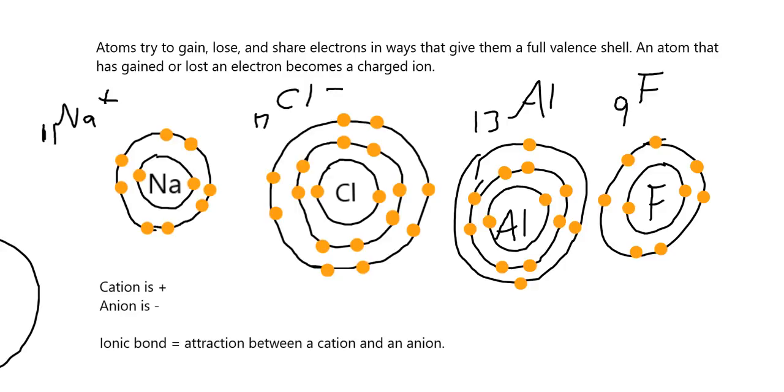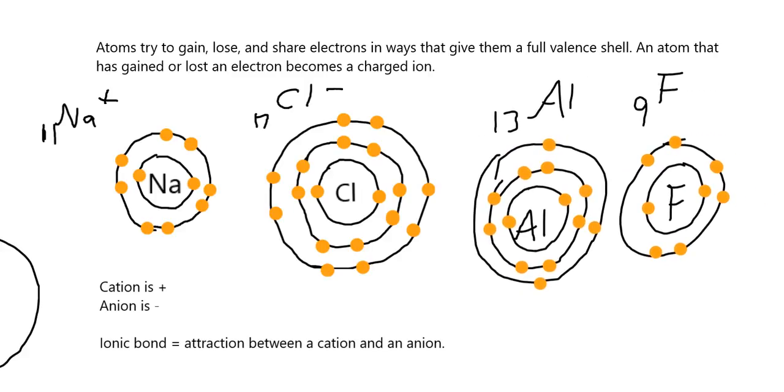Alright, so aluminum could either gain 5 to fill up this outer shell, or it could lose 3 and then have that whole outer shell go away. So whichever is the smallest number is generally what it's going to do. So aluminum is going to lose 3. And this fluorine only needs to gain 1. So the aluminum can give 1 of its extra electrons to the fluorine. I'm going to make that a smaller arrow. Gives 1 extra electron to the fluorine, so now that fluorine is full.